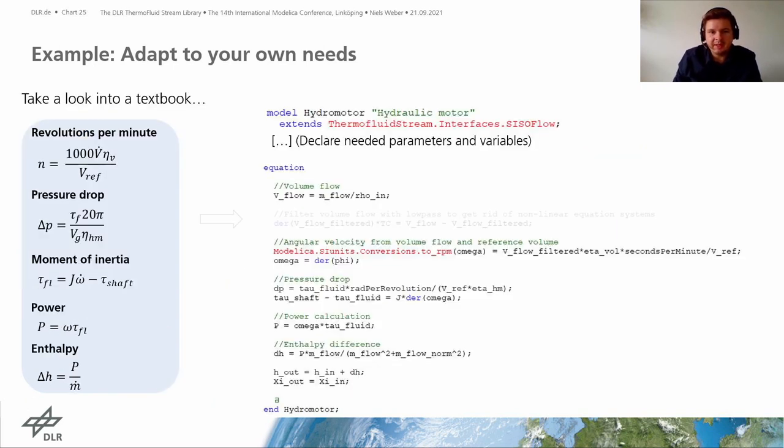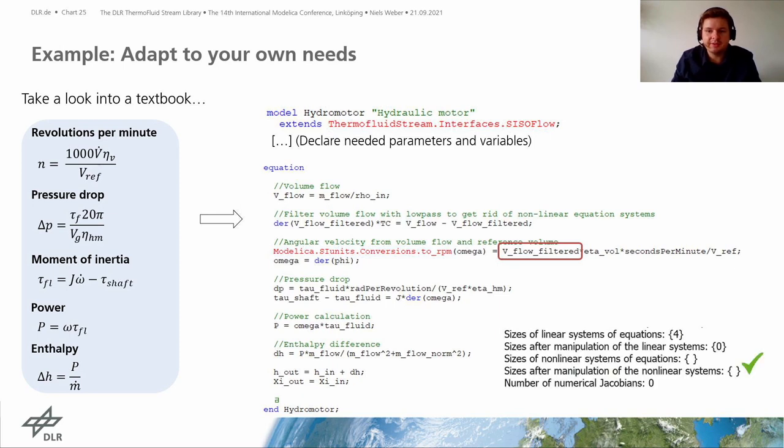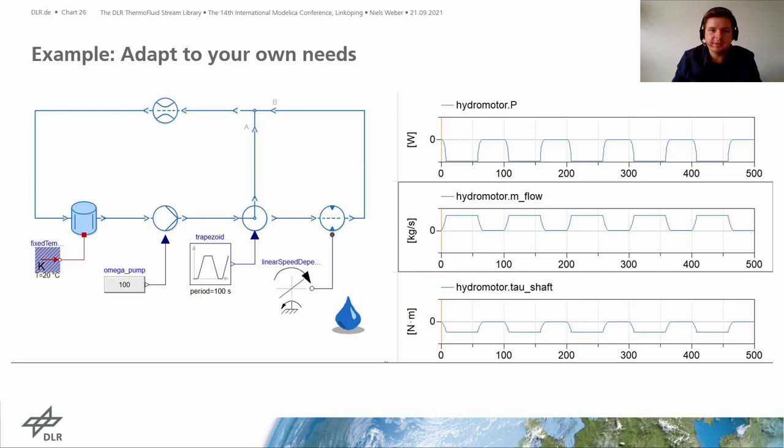In the code, we would add this equation here to filter the volume flow and use the filtered volume flow to calculate our angular velocity. And therefore, the nonlinear equation system disappears. Now we can run our simulation model and periodically switch the valve during simulation to let fluid flow through the hydraulic motor and create some shaft power when needed.